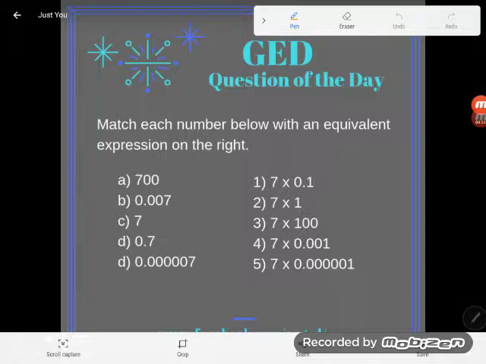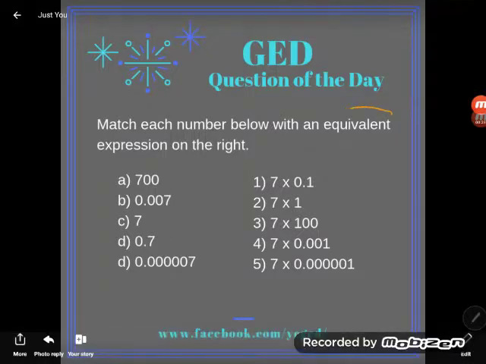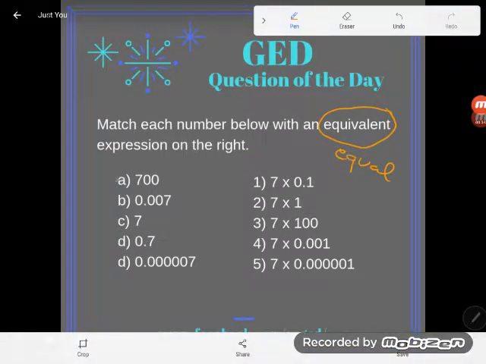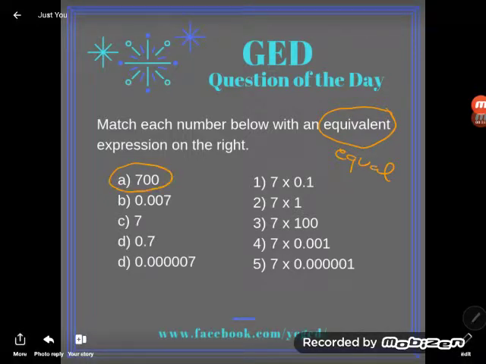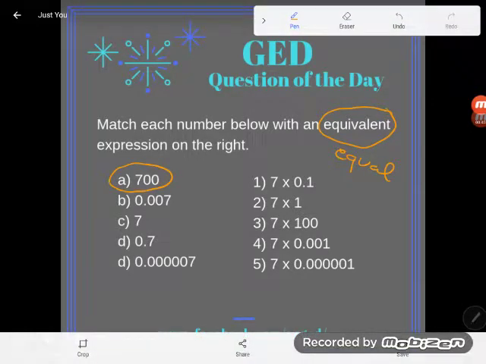It says match each number below with an equivalent. So what does equivalent mean? We're talking equal. So with an equivalent expression on the right. So first one we're looking at is 700. Now this is usually easy for students to think about. What does it mean to have 700?